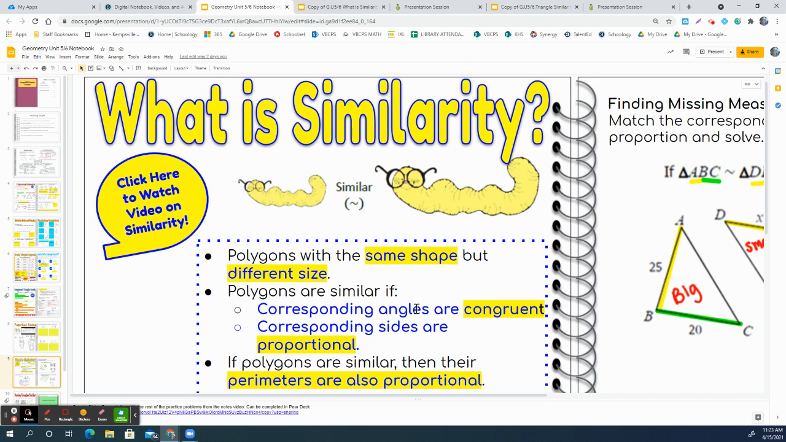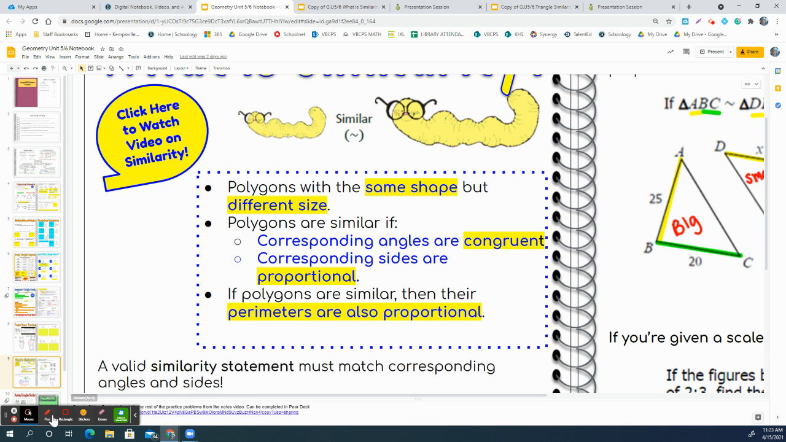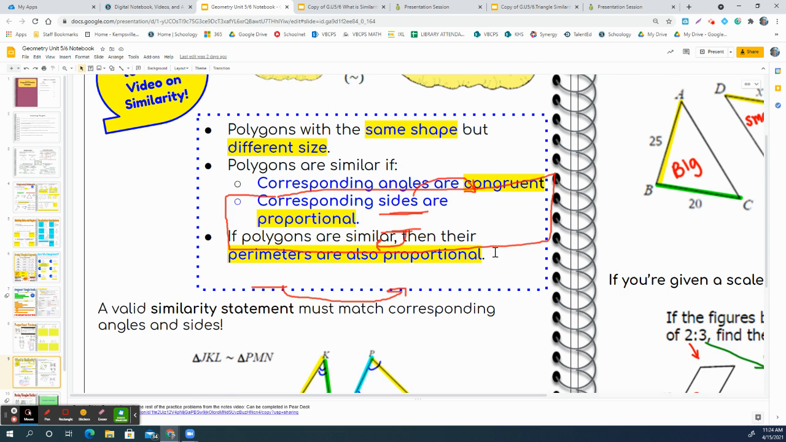Polygons with the same shape but a different size are what we're looking for today. The important thing is right in here. Corresponding angles are going to be congruent. They're going to be exactly equal to each other. But sides are going to be proportional. We're going to have to compare two fractions in order to figure out sides, because some of them are going to be big and some of them are going to be small. The perimeters are also proportional. So sometimes you can save some time by knowing that the combination of sides is also proportional. Let's look and see what that actually looks like. If we come down to the bottom here.